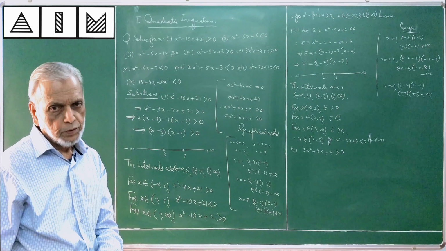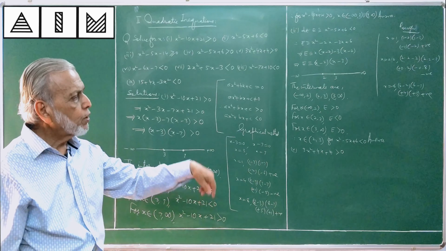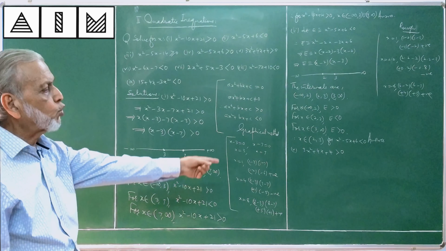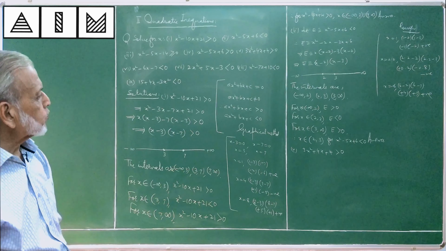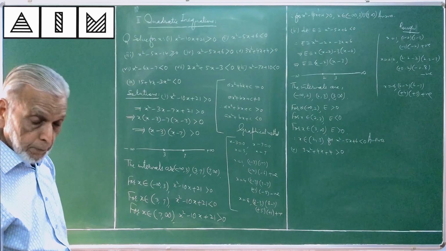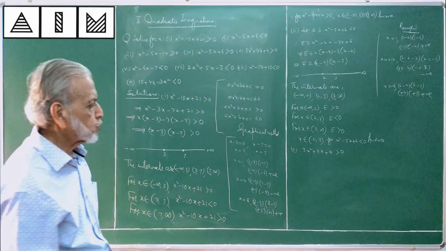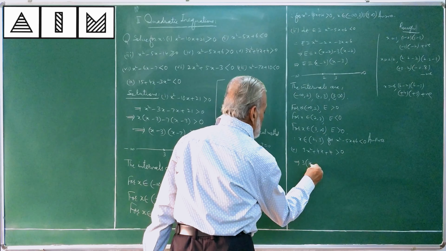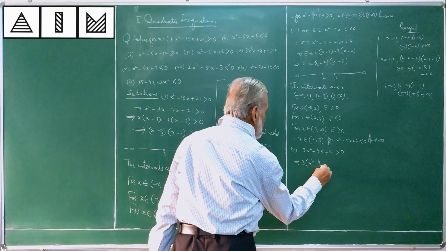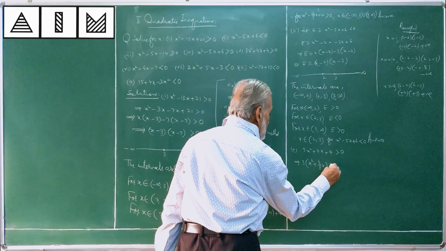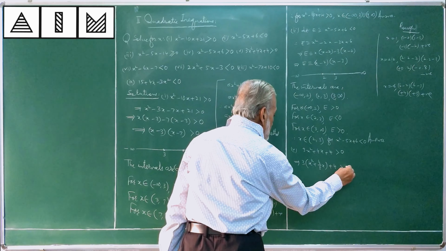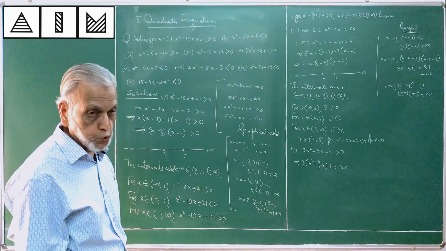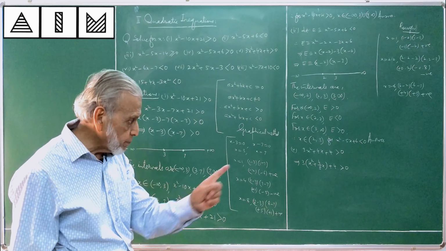So what to do? There will be some such cases also where factorization is not possible, and this method does not seem to hold for the present example, 3x square plus 4x plus 4 positive. What I am doing now, please watch. I have taken 3 common in the first 2 terms. I am going to complete the perfect square.